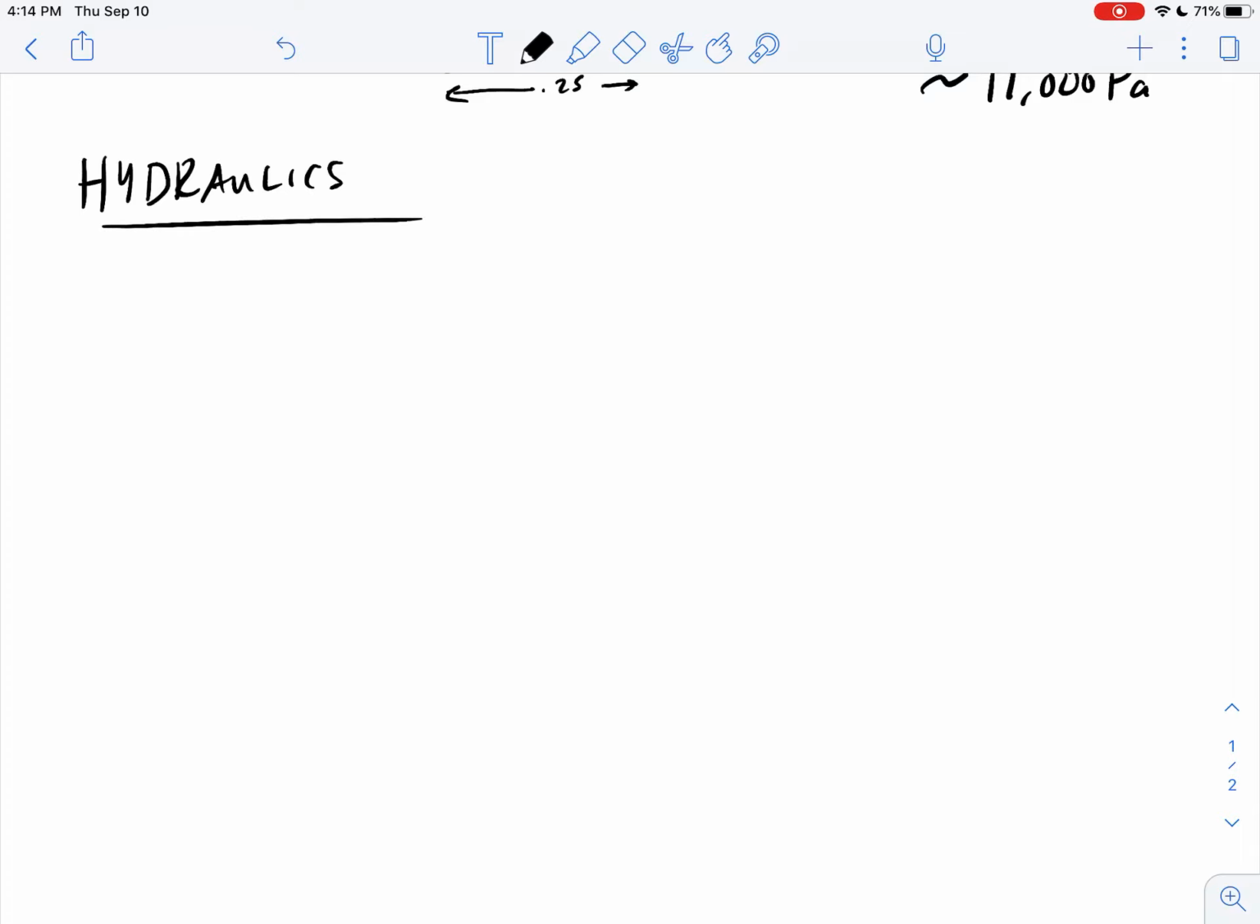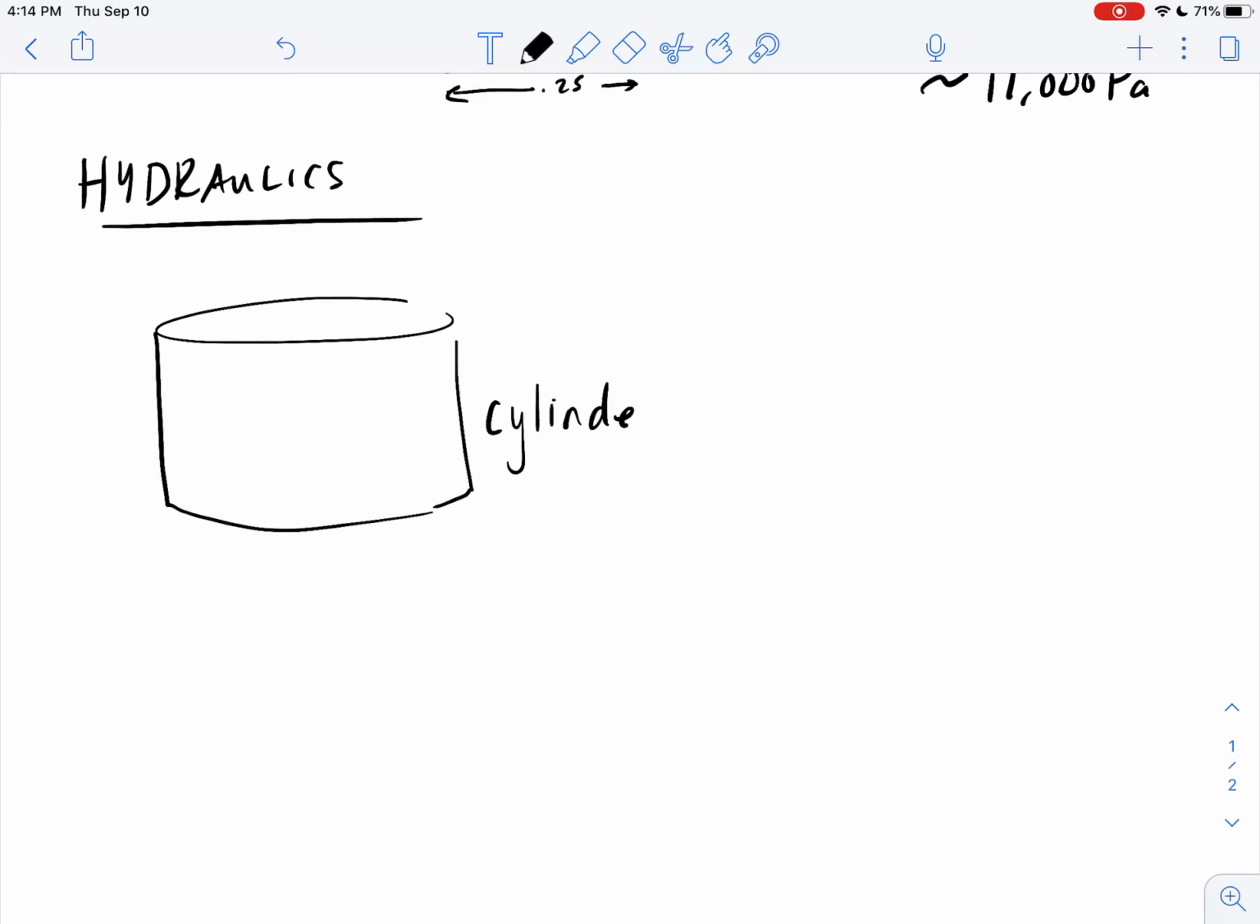Now, in hydraulics, what we have is a piston. A piston, just a single piston, is simply a cylinder on the outside. And then on the inside is what we'd call a piston. And you can push down on the piston and create more pressure.